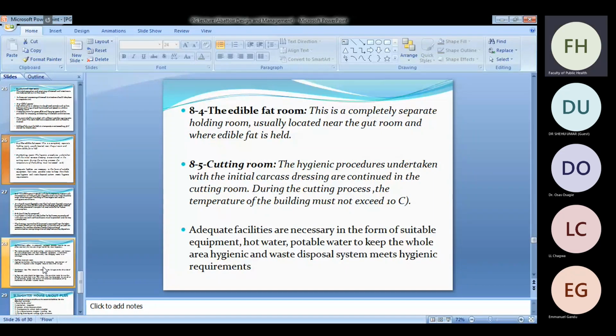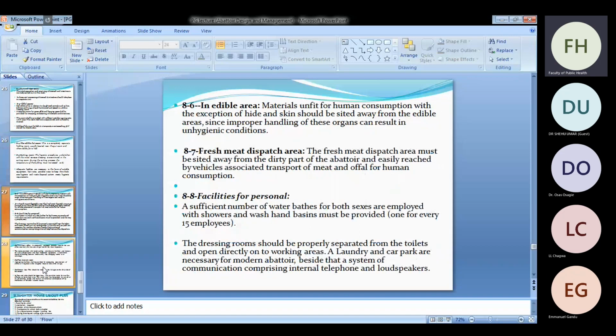Adequate facilities are necessary in the form of stable equipment like hot water provision, cold water, and potable water that are kept in the whole area hygienically, and a waste disposal system should be provided. This is very important in an abattoir or slaughterhouse. In edible areas, materials unfit for human consumption, with the exception of hide and skin, should be sited away from the edible areas.